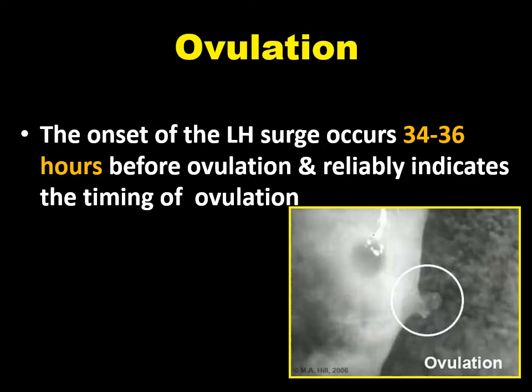Ovulation occurs 34 to 36 hours after LH surge, and this is important in our clinical practice. When we want to time ovulation for intrauterine insemination, we give HCG injection, which is similar in structure to LH, and time either intercourse or inject the semen 34 to 36 hours after the injection.